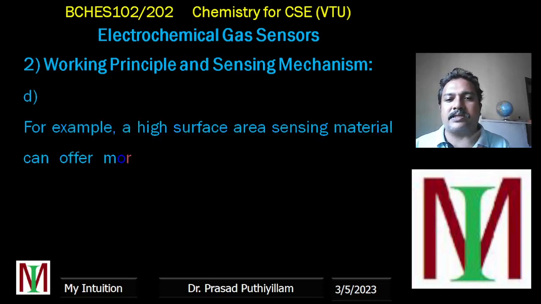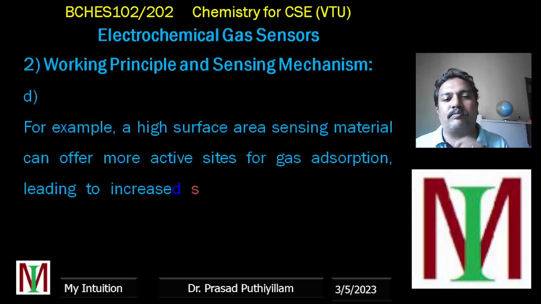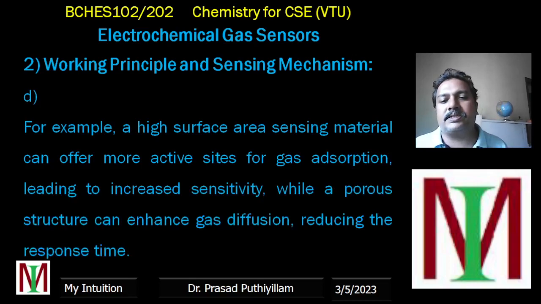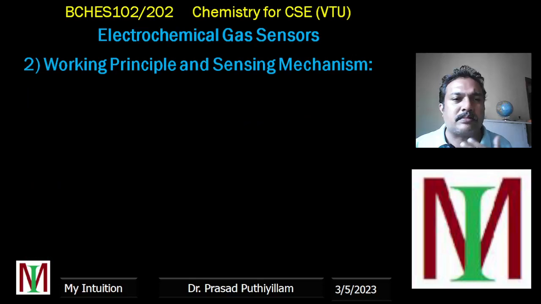For example, a high surface area sensing material can offer more active sites for gas adsorption, leading to increased sensitivity, while a porous structure can enhance gas diffusion, reducing the response time. That means if pores are there, when the gas goes inside, whether it is sensed or whether it remains there will affect the response time.